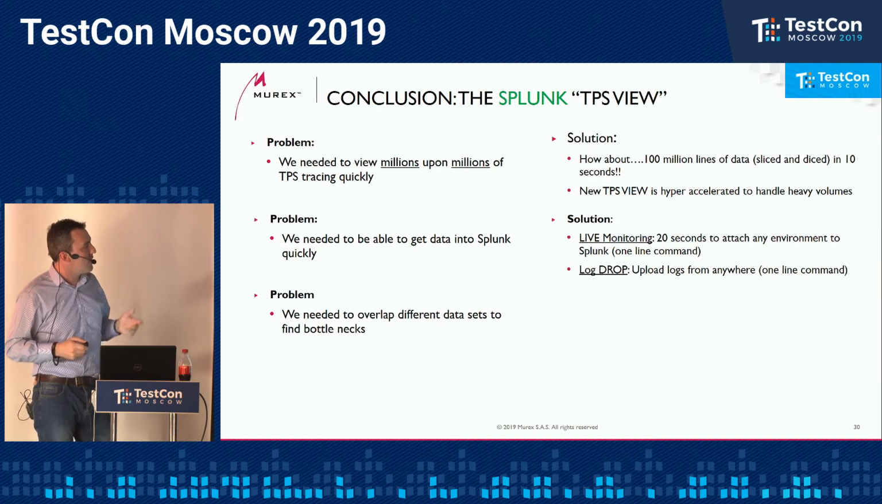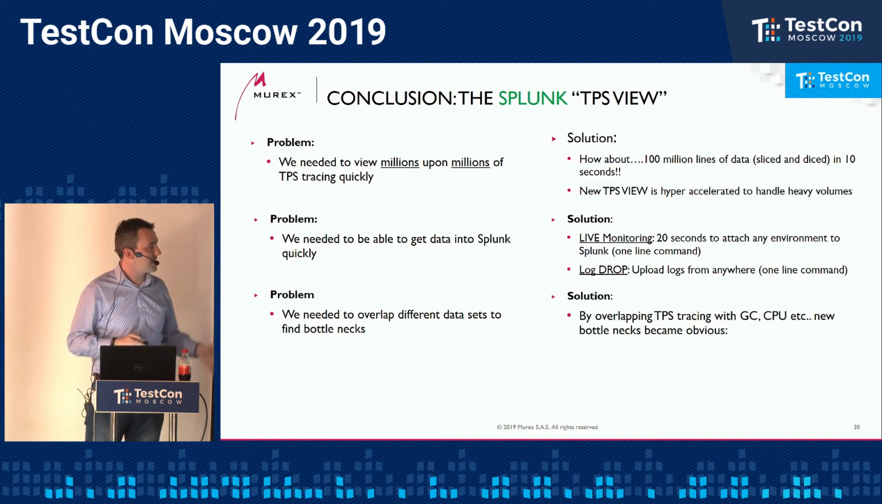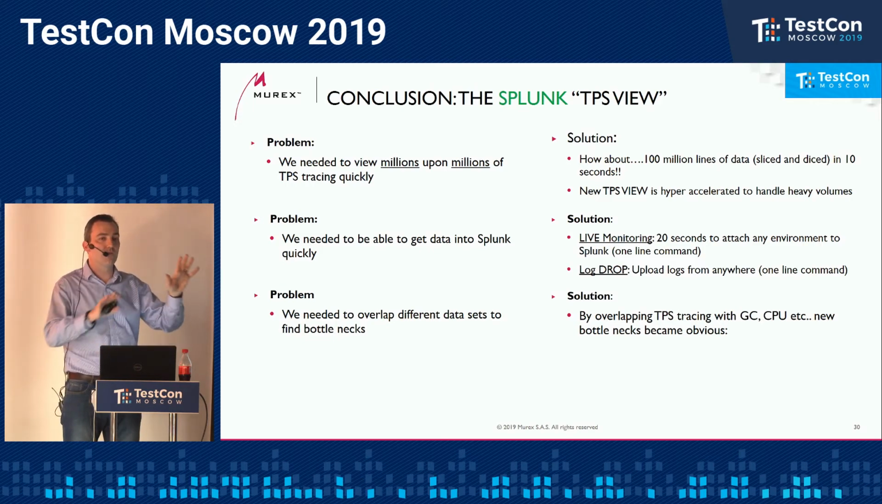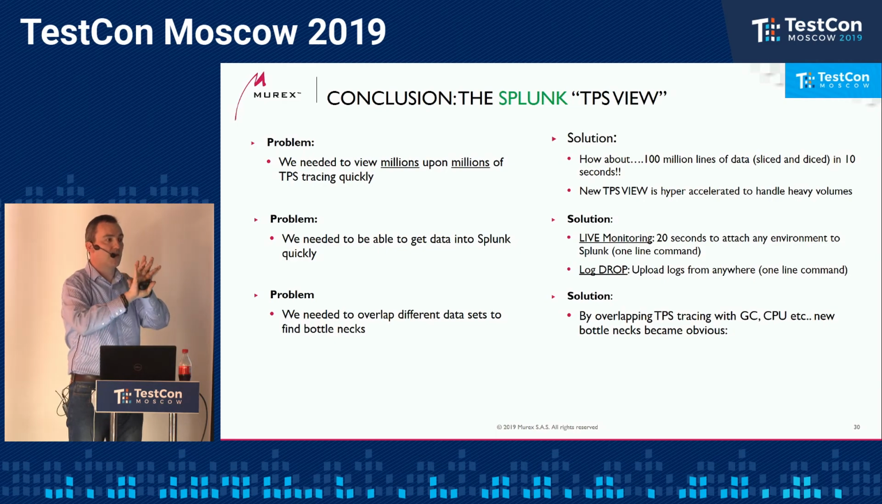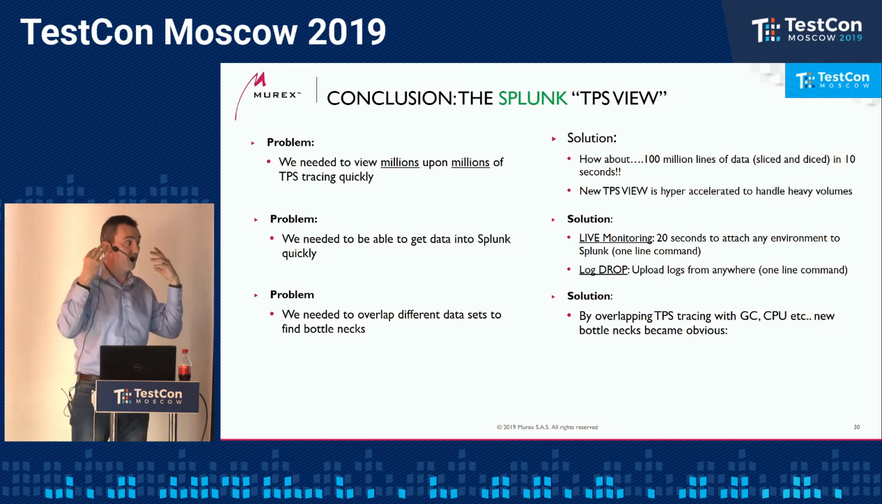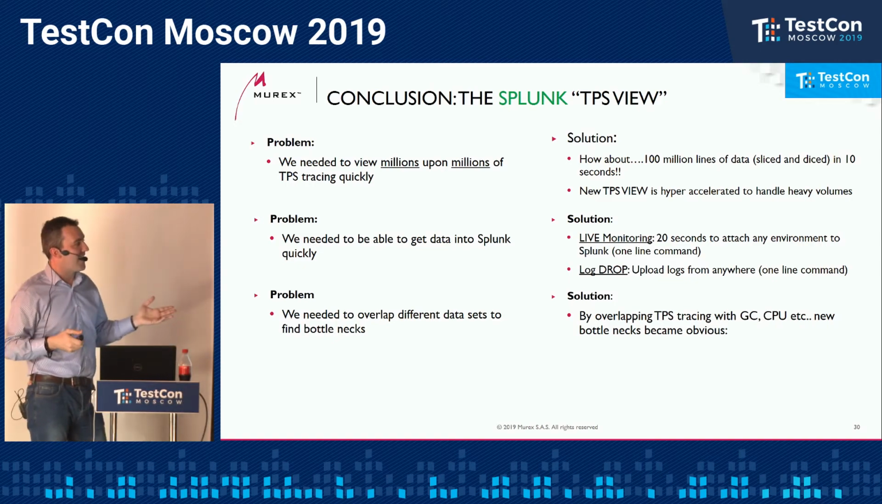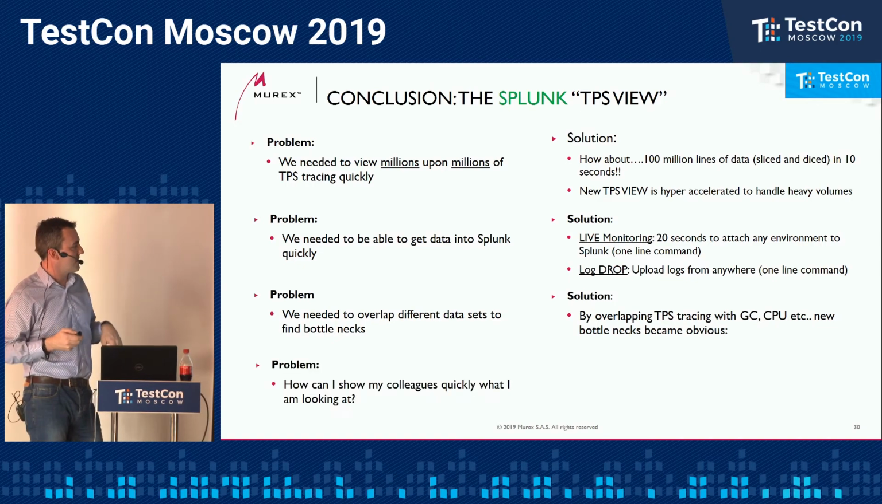Next problem, we needed to overlap different data sets. I talked about this in the $1 trillion problem. So one data set is often not enough. You need multiple data sets. And when you overlap them, sometimes as a performance tester, it becomes obvious. Sometimes it doesn't, by the way, you know. But that's the way it goes.